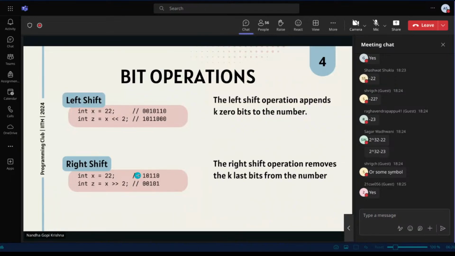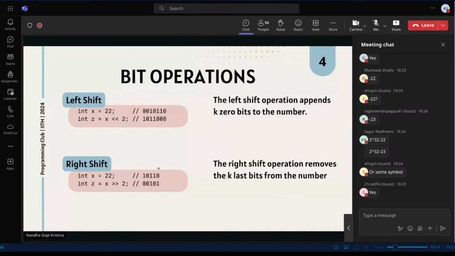It simply shifts the number to the right, and whatever bits are set in the rightmost k bits are simply removed. So as you can see here, the number is 22, 10110. If we shift it to the right by 2, then it simply moves the number to the right twice. So this 0 bit and this 1 bit simply get removed.